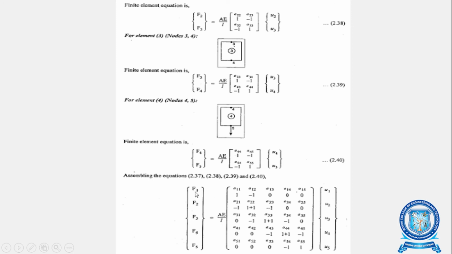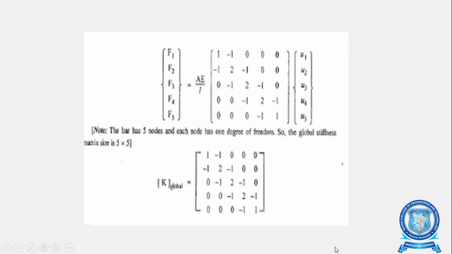So we get the force equation as F1 F2 F3 F4 F5 is equal to AE by L times the matrix: 1 -1 0 0 0; -1, 1 plus 1, because it is repeated in the first element and also in the second element, so we add; so 1 plus 1 is 2, -1, 0 0; 0 -1 2 -1 0; 0 0 -1 2 -1; 0 0 0 -1 1, into U1 U2 U3 U4 and U5. So this is the final assembled equation.